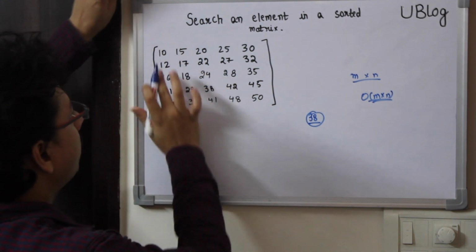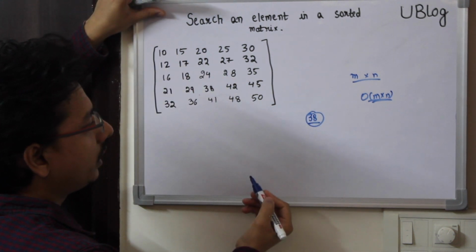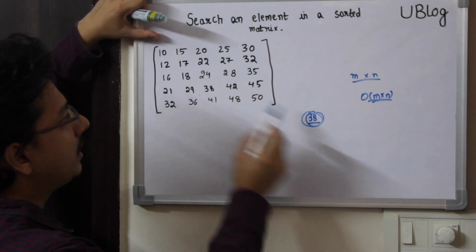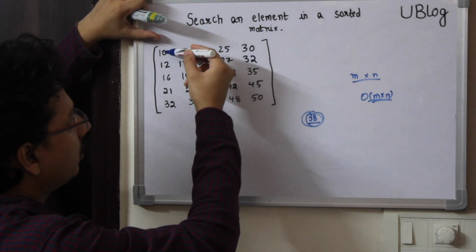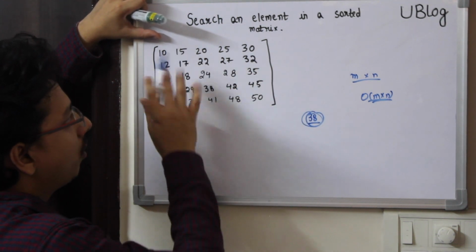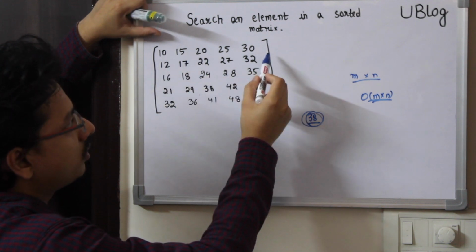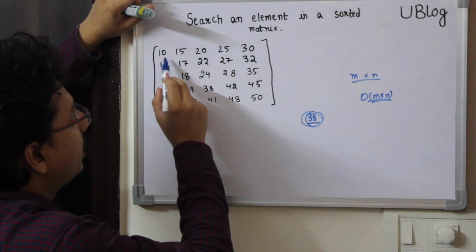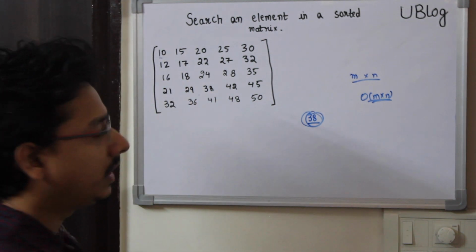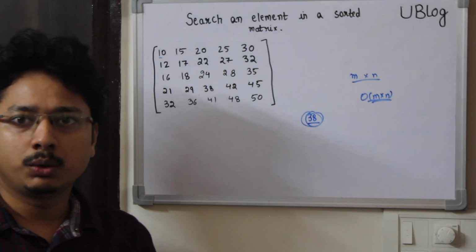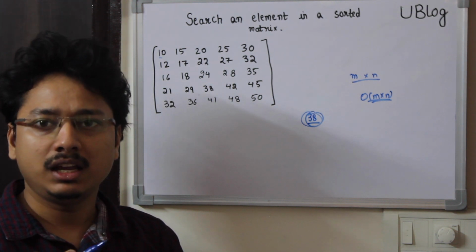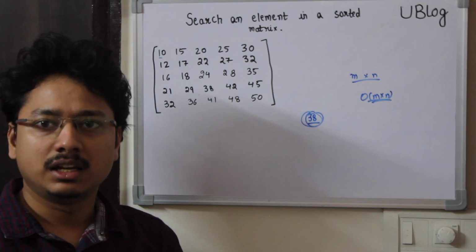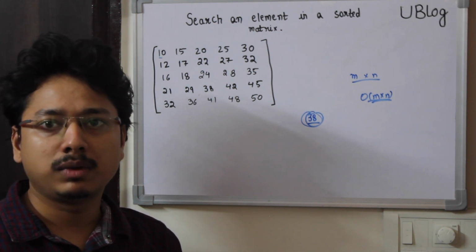So I am at the first element, which is 10, and I need to search for 38. I know 38 is greater than 10. So there are two possibilities. Either the element can be in the same row or in the same column or anywhere, because all the elements to the right are also greater than this and those below are also greater than this. So if I start from here, my possibilities are not reducing. So what I need to do is eliminate a row or a column in each pass, so that in each iteration I can eliminate a complete row.